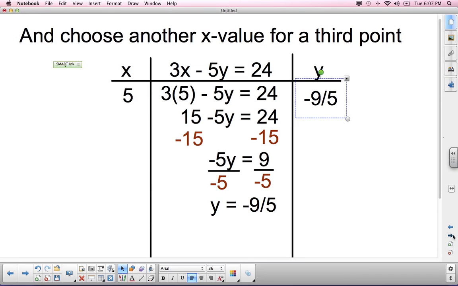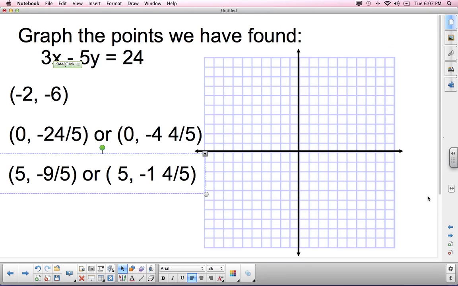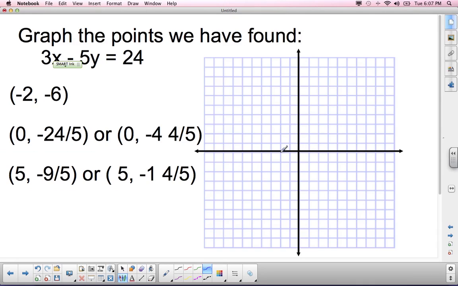I did tell you I don't like this method all that well because it doesn't always work so well, but there it is. So we have found 3 points on the graph, and now it's going to be our job to actually graph them. Now in order to graph them, we need to take those points that we picked. We had -2 on the x and -6 for the y. So I'm going to go ahead and mark a point at -2, -6 for the first point.